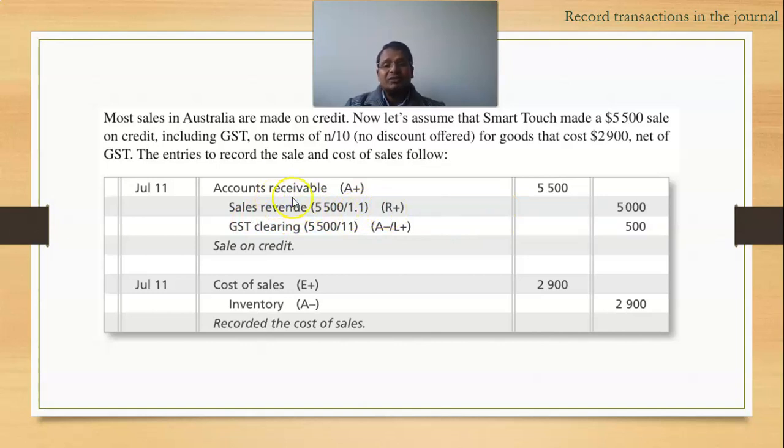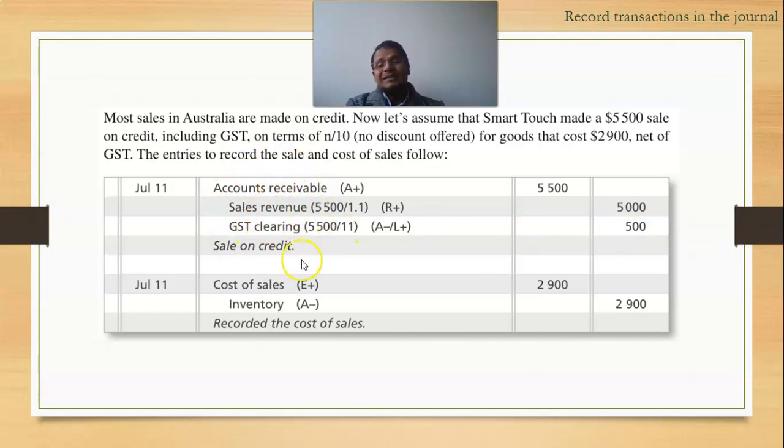Okay, sales revenue credit. So how much is the sales? This is 5,500, right, including GST. So 10% is added here. Without the 10%, how much is the sales revenue? It is 5,000, and 10% of this, 500, is the GST. So these are the three accounts related to the sales.